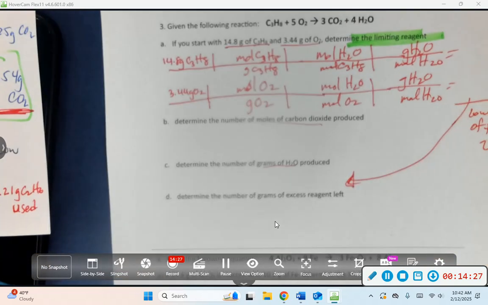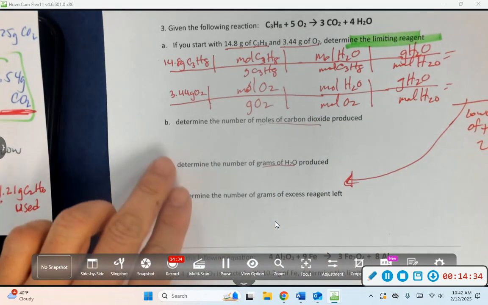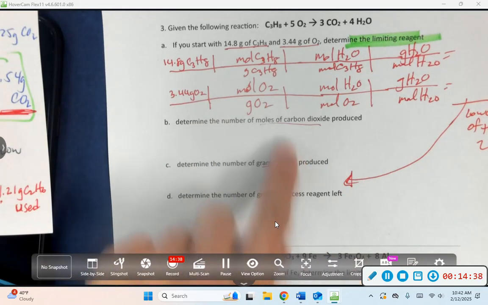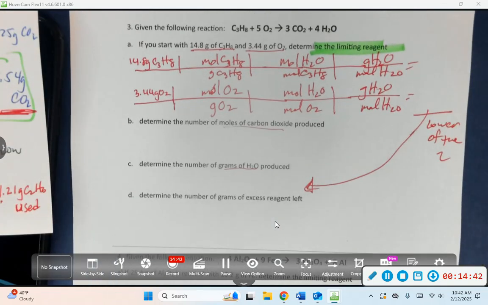And then to determine the moles of carbon dioxide, you can use the lower of the 2, start with that, and determine the moles of carbon dioxide produced. Okay? It is difficult. It is a lot of thinking. You have to actually truly understand this to grasp the concept of limiting excess. So I hope you got it. If you don't, rewatch it. Ask for help. Okay, thank you.